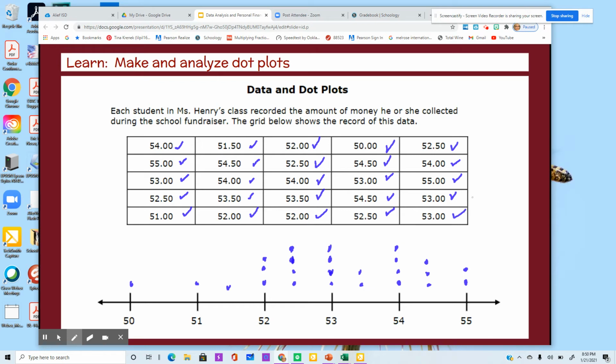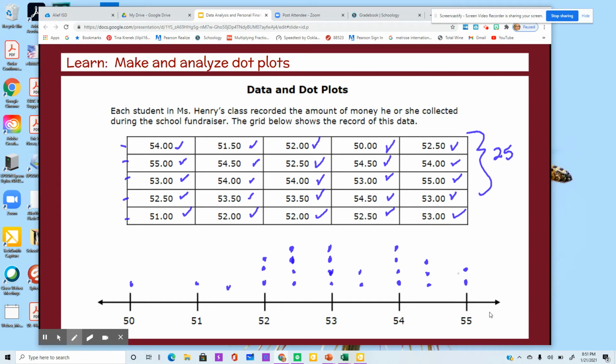Okay, so if I count my dots, it should match the number of items in the table. So I have 1, 2, 3, 4, 5, and then 1, 2, 3, 4, 5. There should be a total of 25 dots because I have 25 numbers. So let's just double check. 1, 2, 3, 4, 5, 6, 7, 8, 9, 10, 11, 12, 13, 14, 15, 16, 17, 18, 19, 20, 21, 22, 23, 24, 25. So there we go. We have 25 dots, which is exactly the number of records from the data table. And that's what's called a dot plot.